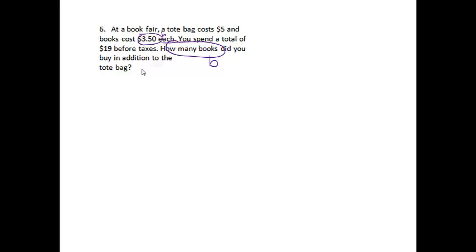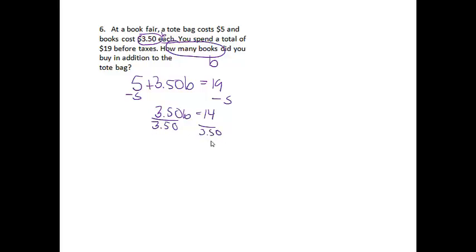So the tote bag costs $5, and then I'm going to add $3.50 every time I add a book, and I know the total was $19. Now I can solve for B, so I'm going to subtract 5 from both sides. So I'll get 3.50B equals 14, and then to solve for B, we'll divide both sides by 3.50. Let me type that in my calculator. We got 14 divided by 3.5, and that gives me 4. So B equals 4. So when it says how many books, I bought 4 books.